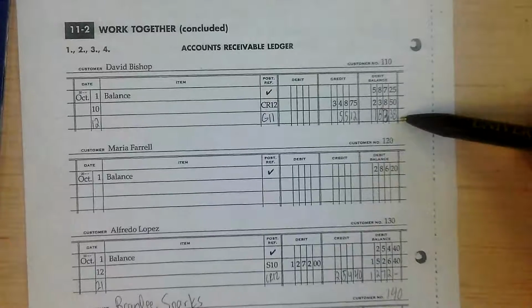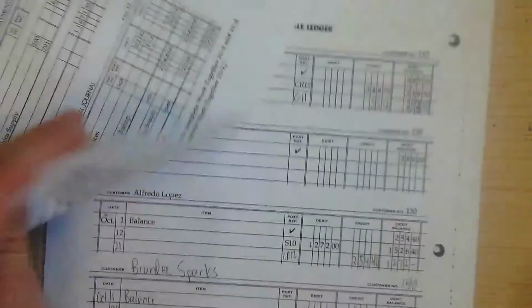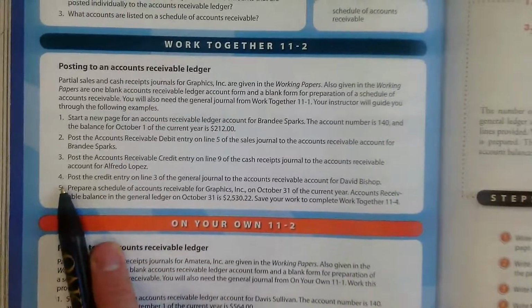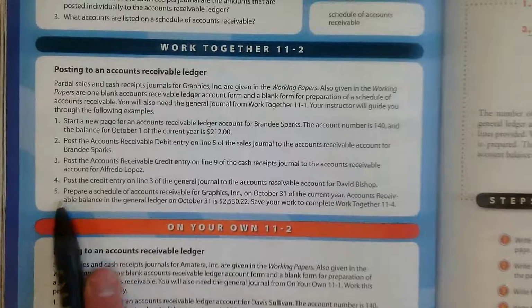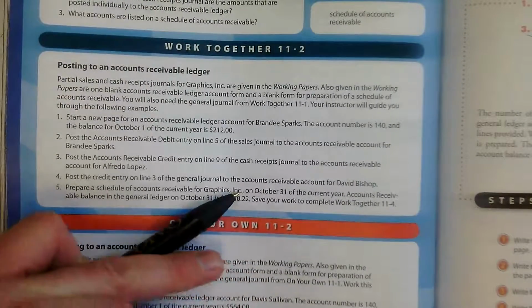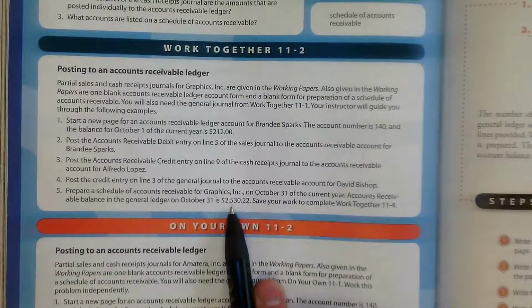So we have 183.38 as David Bishop's new balance. Next. Let's see. So that was David Bishop. Number 5, prepare a schedule of accounts receivable for Graphic Inks on Halloween of the current year. The balance in the general ledger is 2,530.22.